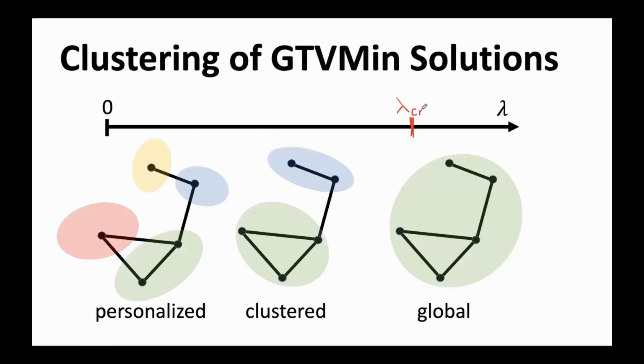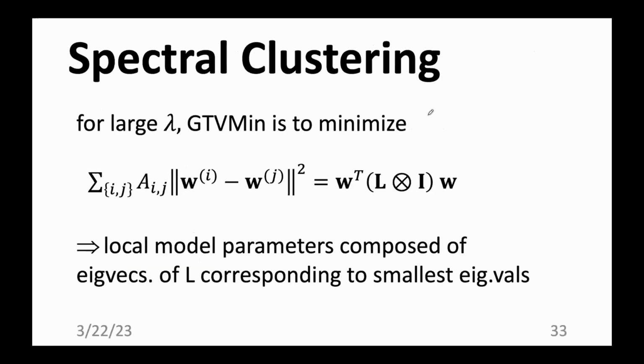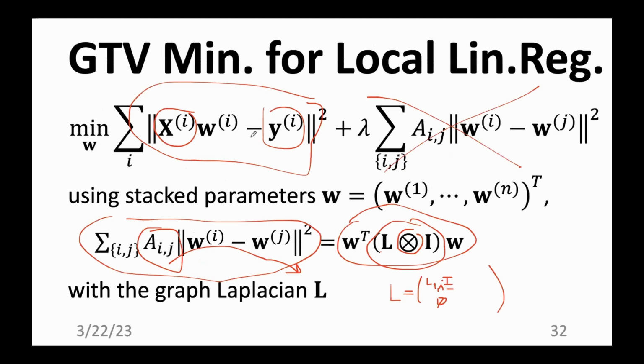So when this phase transition, let's call it phase transition, happens, the threshold value for lambda above which the solutions of GTV minimization become constant depends on the network structure of the empirical graph and the shape of the local loss functions. And these local loss functions in turn depend on the features and labels of the data points in the local data sets.